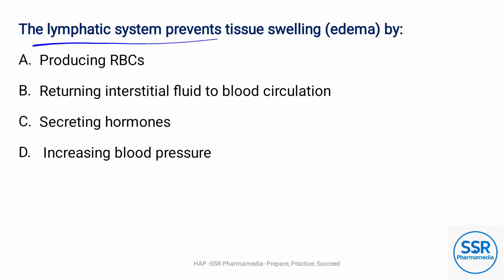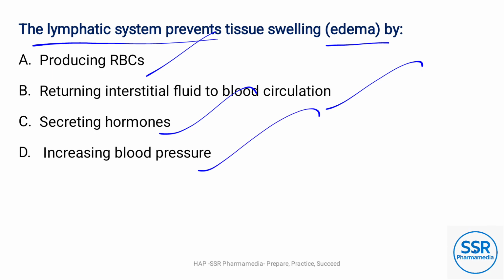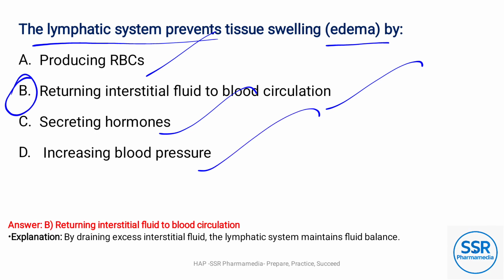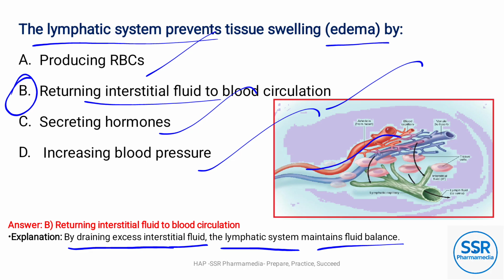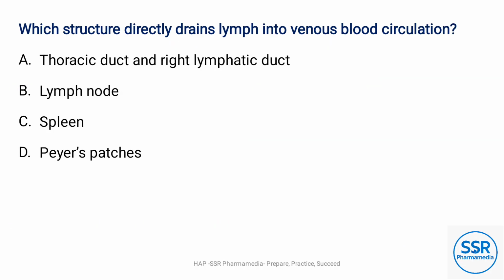Next, the lymphatic system prevents tissue swelling, that means edema, by option A, producing RBC, option B, returning interstitial fluid to blood circulation, option C, secreting hormones, option D, increasing blood pressure. So the answer is option B, returning interstitial fluid to blood circulation. By draining excess interstitial fluid, the lymphatic system maintains fluid balance.